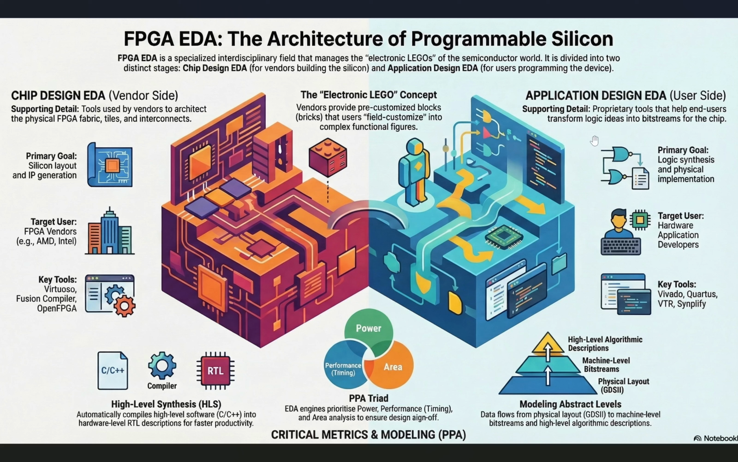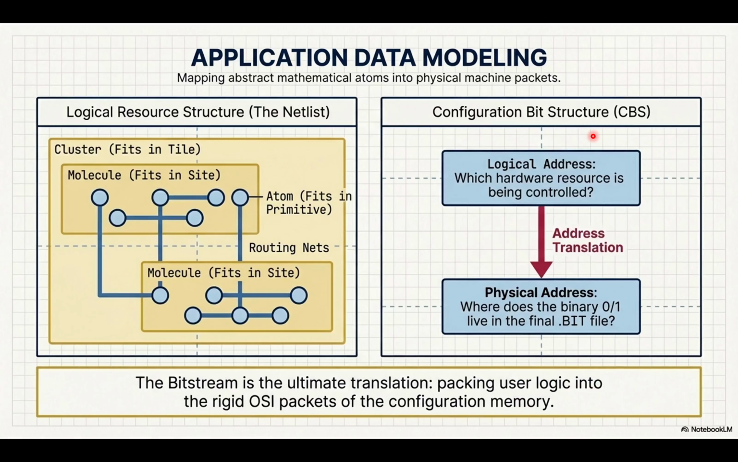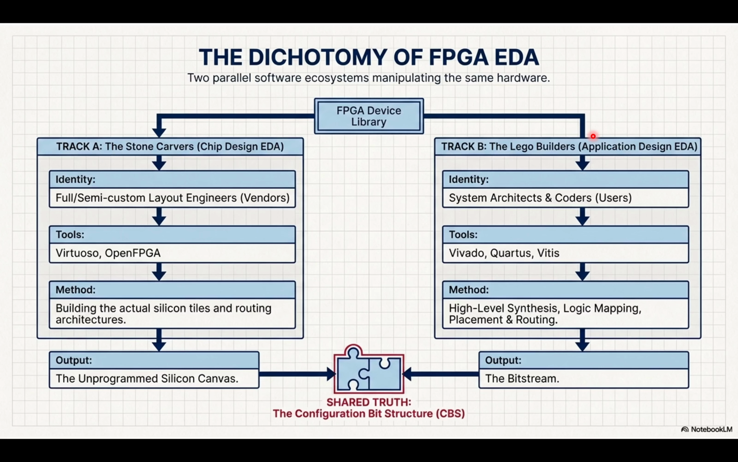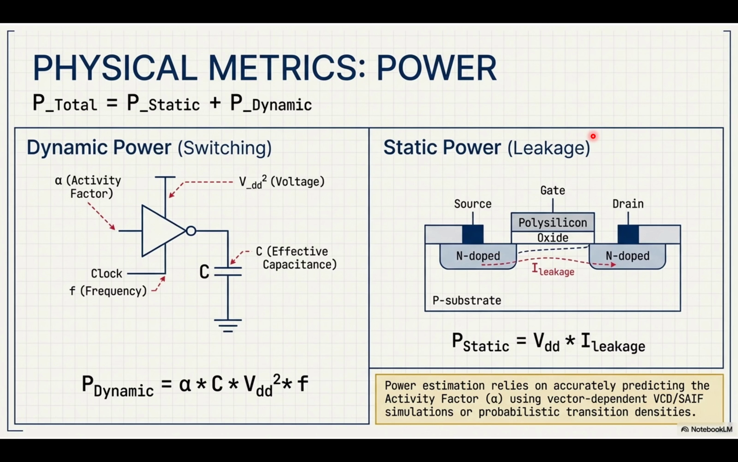Here's where it gets really interesting, though. It isn't just about successfully mapping the logic. The EDA tool is constantly performing a balancing act with the holy trinity of chip design: power, performance, and area, PPA. And those three are always fighting each other. Let's start with power. Power is a massive headache at smaller nanometer nodes. You've got static power, which is just transistor leakage, microscopic currents leaking even when the chip is totally idle. And then dynamic power, which happens when the logic states actually flip, charging and discharging the interconnects, plus short circuit power.